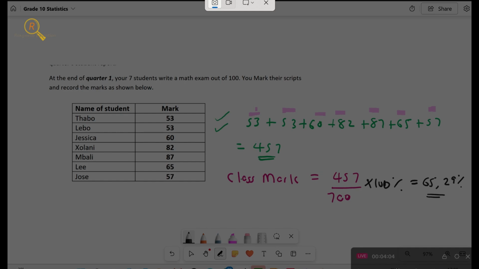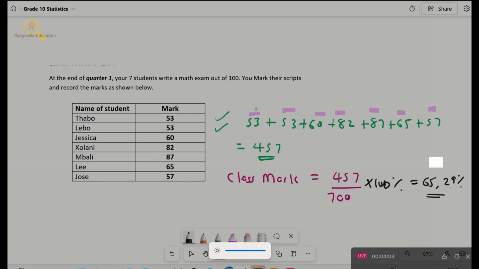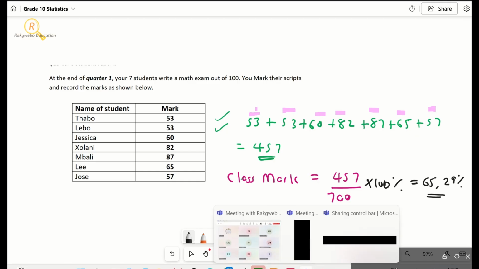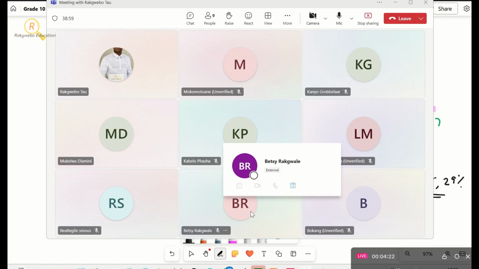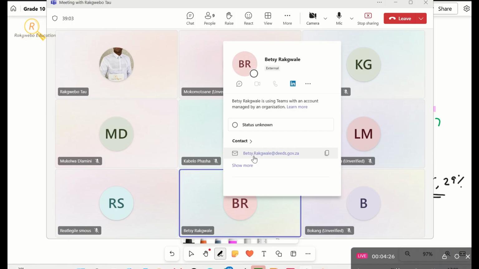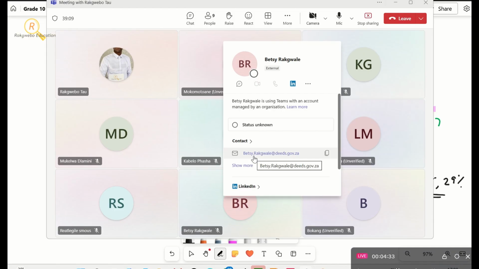So this is how your class performed as a unit. If the class was one person, does that make sense? If the class was one person, this is how much the class would have gotten. Make sense, class? Yes, yes. Tlamin is happy. Rahwal is happy. Wakang is happy and Riatlarile is happy.